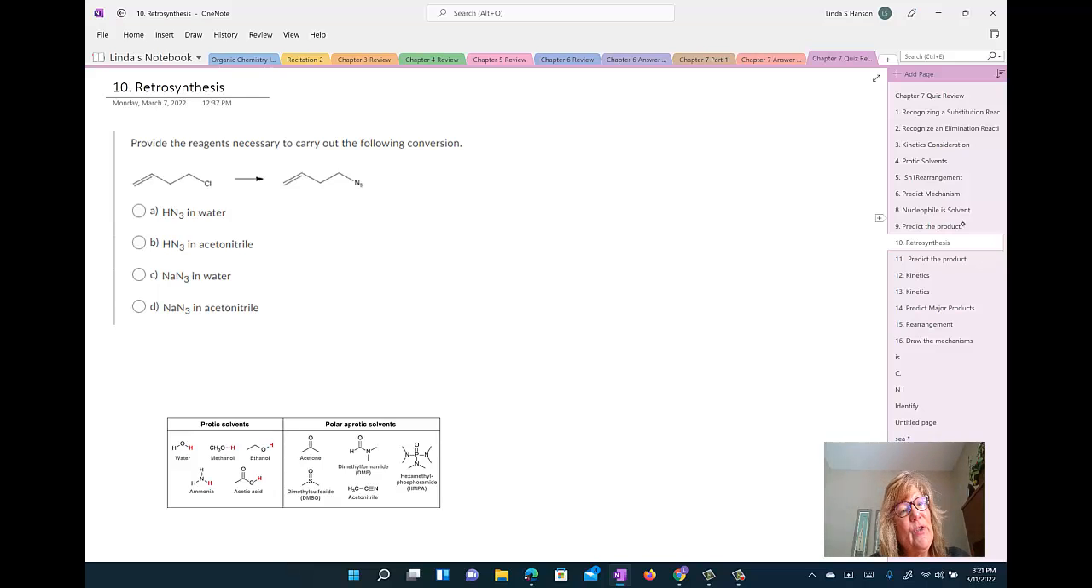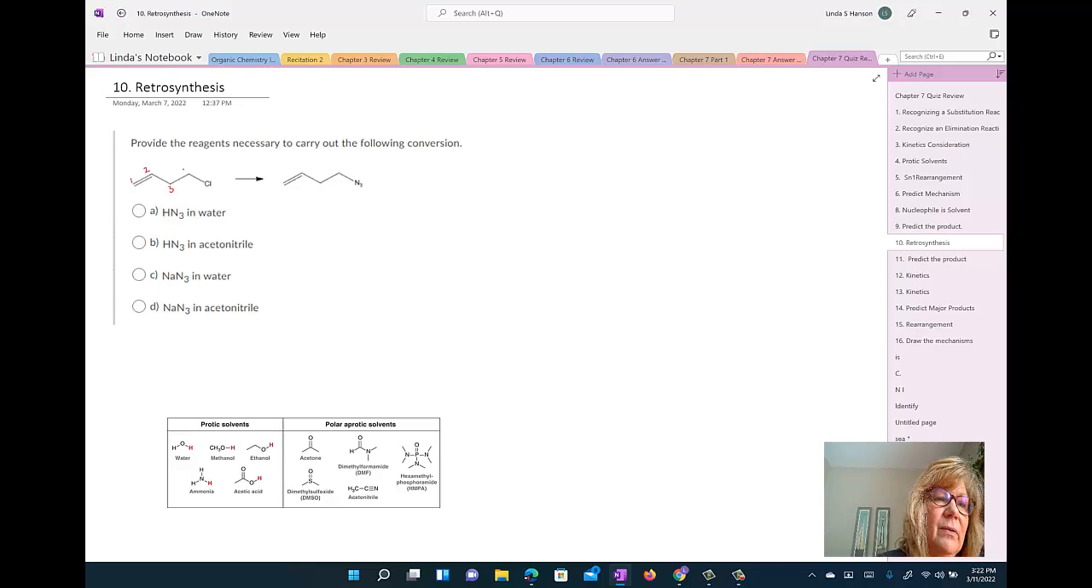Number 10 deals with retrosynthesis. Retrosynthesis, right? Planning a product, thinking backwards. Provide the reagents necessary to carry out the following conversion. Well, what do we see?